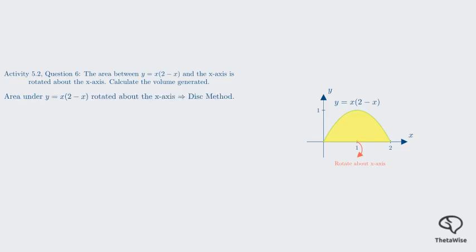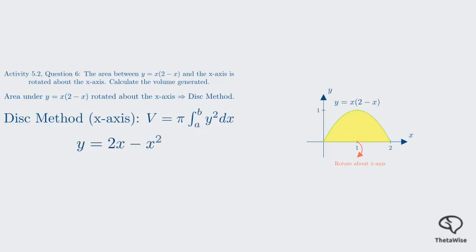Since the area is bounded by the x-axis and is being rotated about the x-axis, we can use the disk method. We will integrate with respect to x. The formula is V equals pi times the integral from a to b of y squared dx. Our function is y equals 2x minus x squared. We also need our limits of integration. Our limits are where the curve intersects the x-axis, which are from x equals 0 to x equals 2. So a is 0 and b is 2.